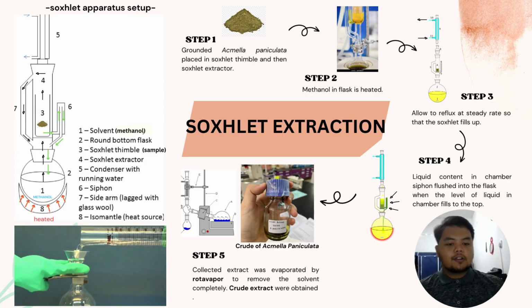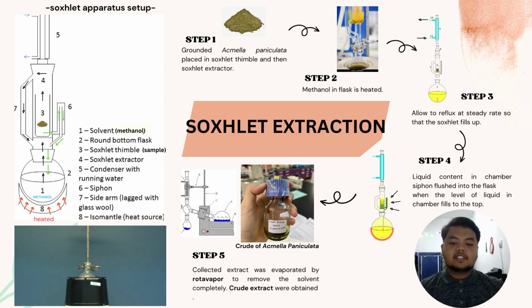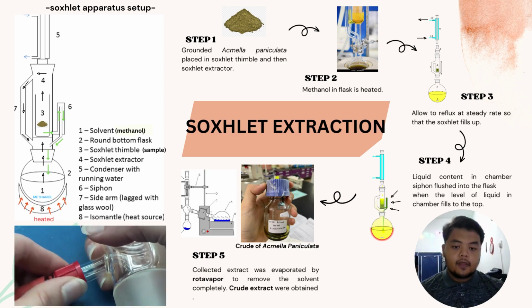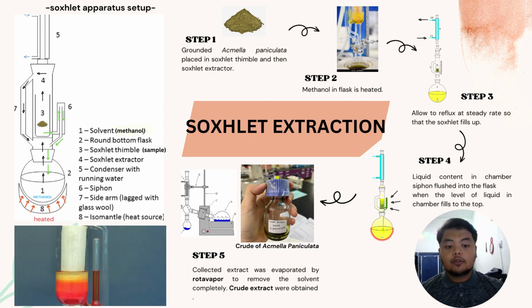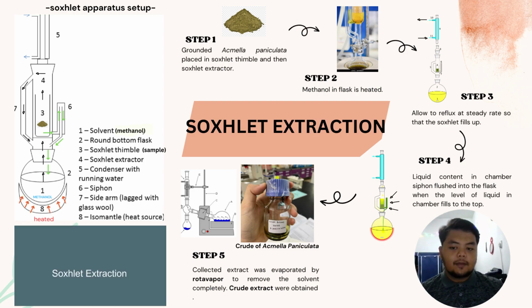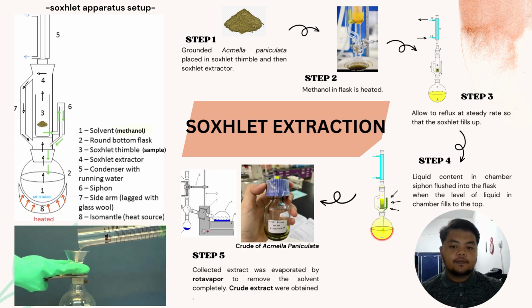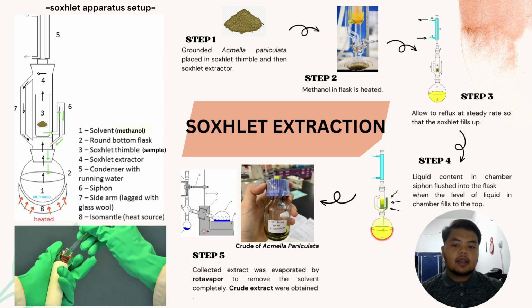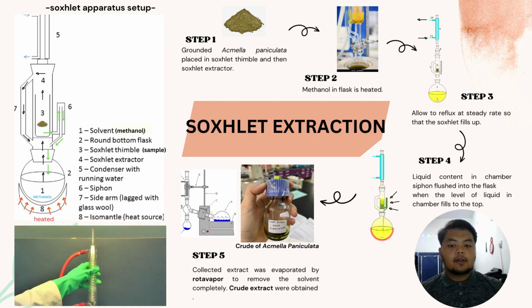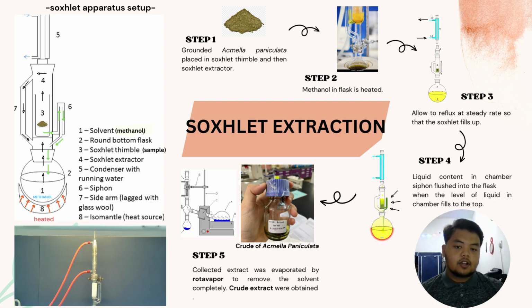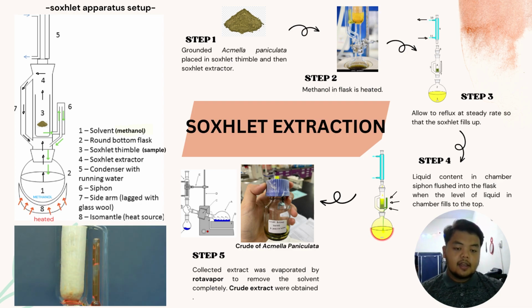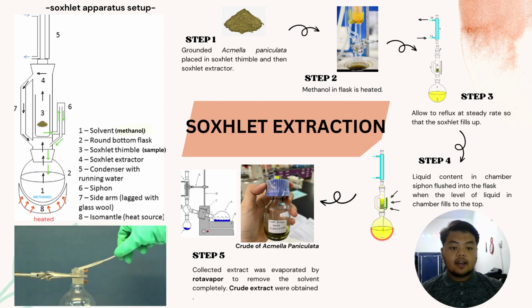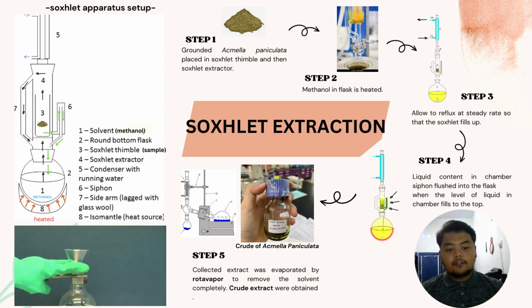Let's move on to the methodology of our project, where the first one is the Soxhlet extraction. In this part, we provide pictures or diagrams that could help you to understand. On the left of the screen, you can see the full Soxhlet apparatus setup and the flow of the extraction. The first step starts by placing the ground Acmella paniculata into the Soxhlet thimble and the Soxhlet extractor. The second step is heating the methanol in a flask. And the third step is to allow it to reflux at a steady rate so that the chamber fills up.